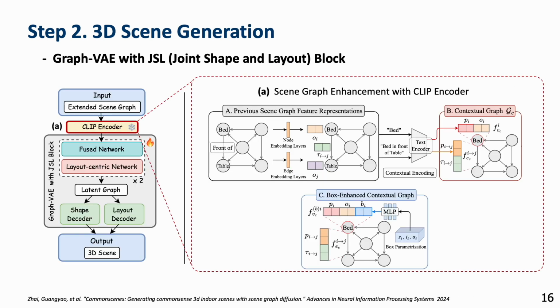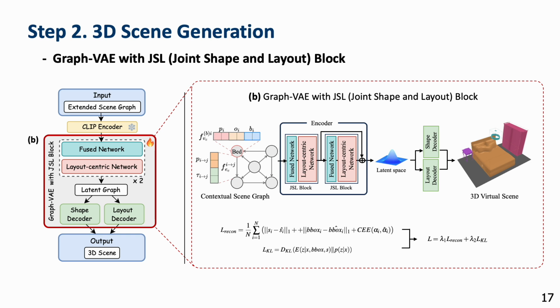Inspired by CommonScenes, we further enrich the scene graph representation by adding text features extracted with a CLIP encoder to the original node and edge features. In addition, we parameterize each bounding box and transform it through a map, then concatenate it with the node features to obtain a richer and more expressive graph representation. Then the extended scene graph is fed into a graph-VAE to generate a 3D scene.